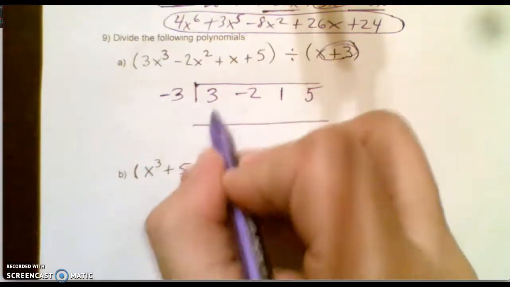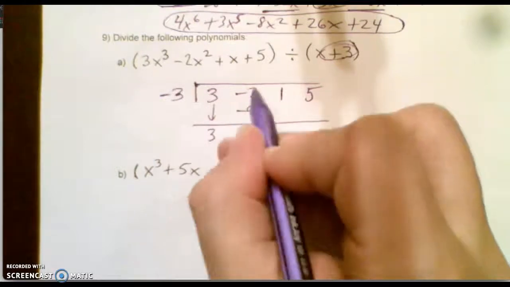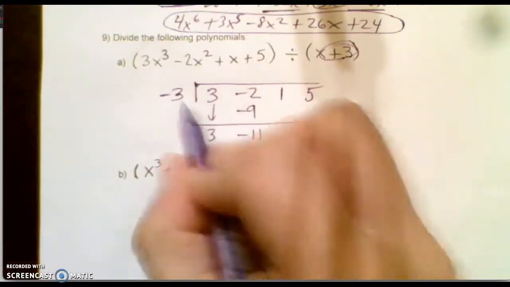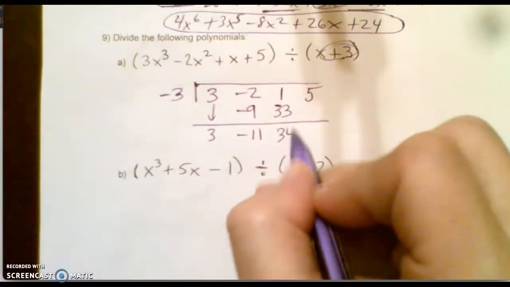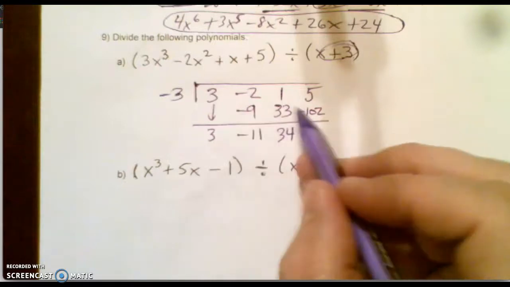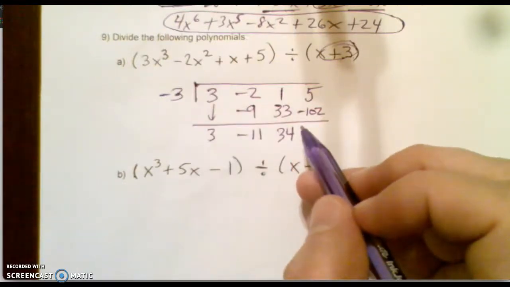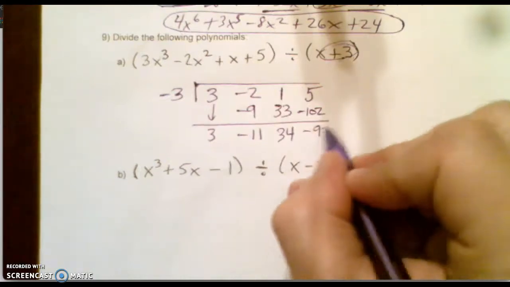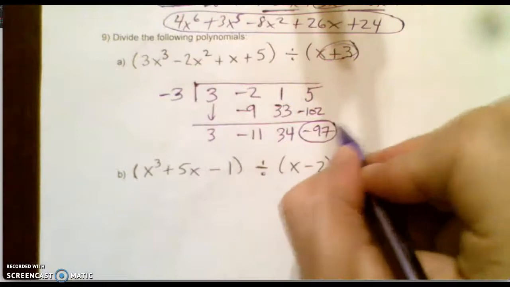And then I drop my first number, and I multiply and add, multiply and add, multiply, which is 34 times negative 3 is negative 102, and then add 5 and you get negative 97. So remember how to reinterpret your answer. That's your remainder.